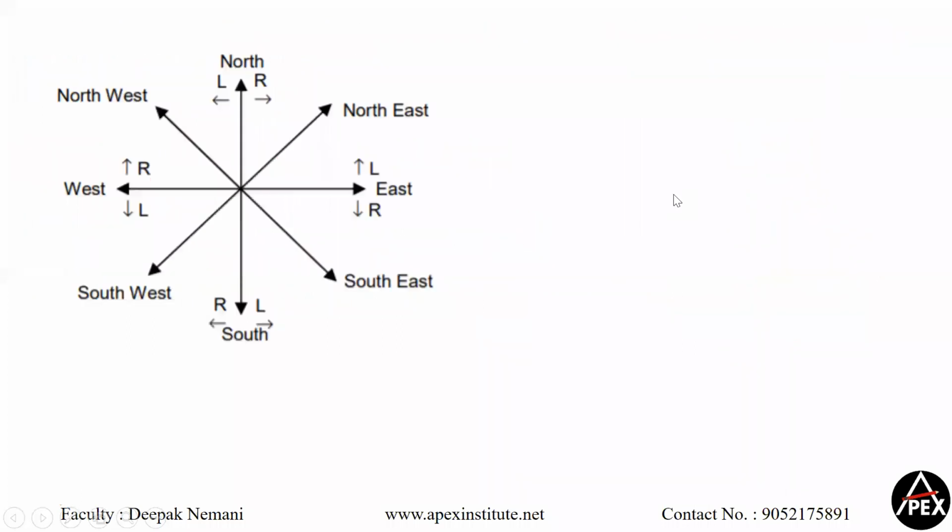Now coming to directions. So how many directions do we have? This is already on the slide. So you have a total of 8 directions, in which 4 are major directions. North, south, east, and west are major directions, whereas northeast, southeast, southwest, and northwest are the derived directions.